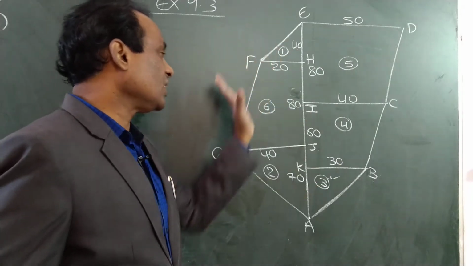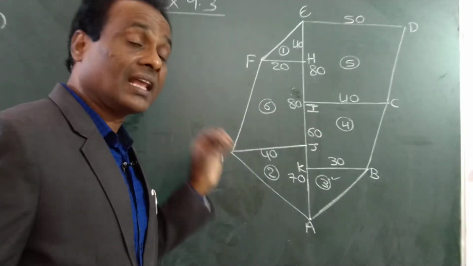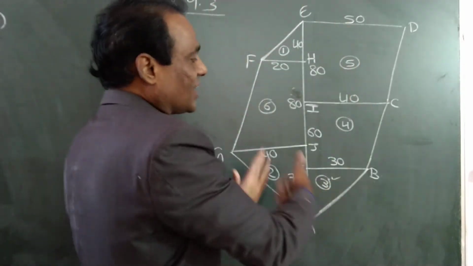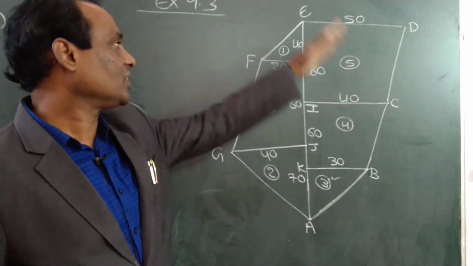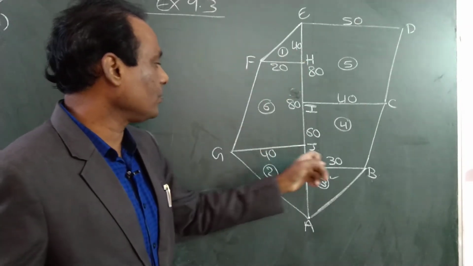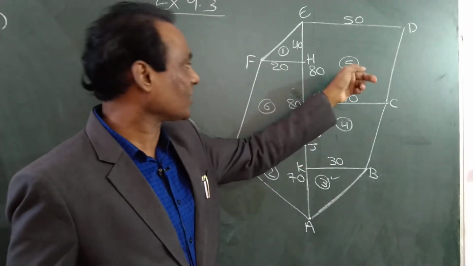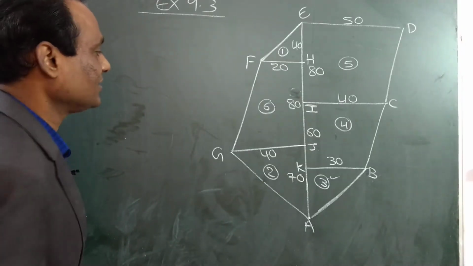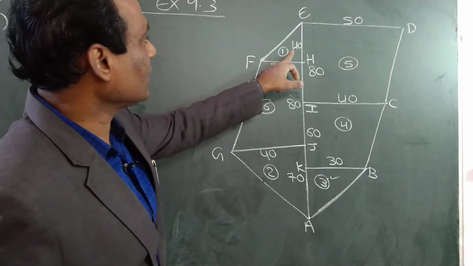Find the area of all the 6 parts. If we add all the areas, we will get the area of the total shape. Area of the total figure is triangle plus triangle plus triangle plus trapezium plus trapezium plus trapezium. Let us start. First I am finding the area of this triangle.